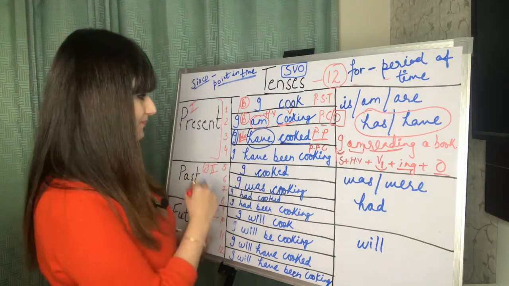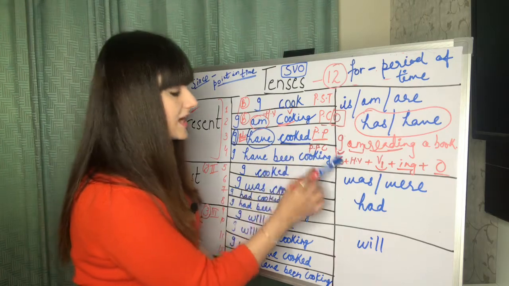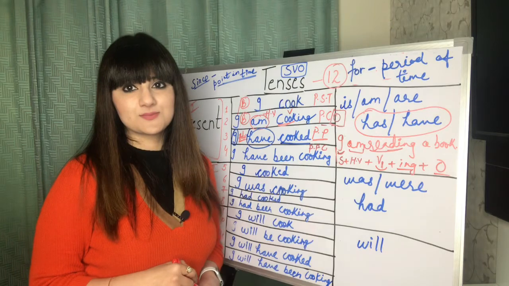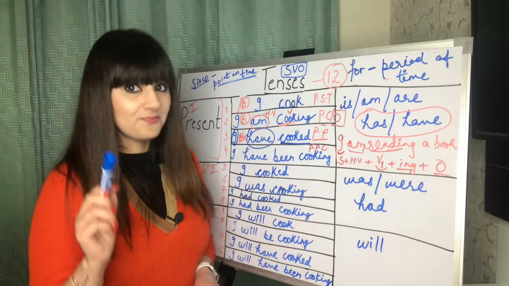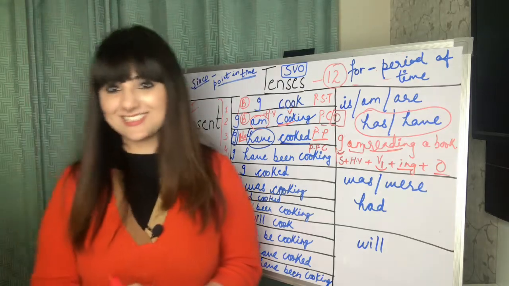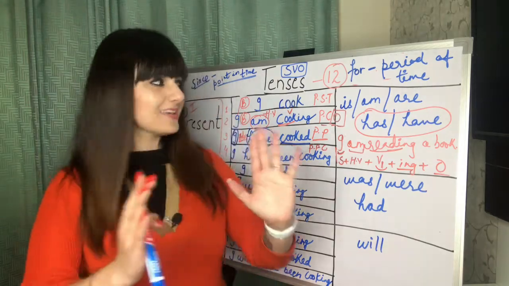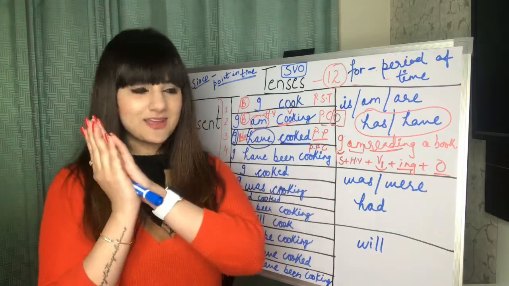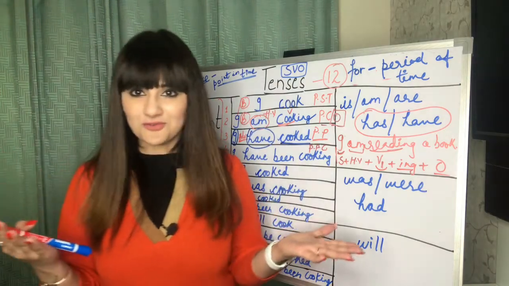Superb. Present perfect continuous tense. I have been cooking for 2 hours. Tremendous. Good job. I hope this present tense is now clear to you. All right. Shall we move forward now?